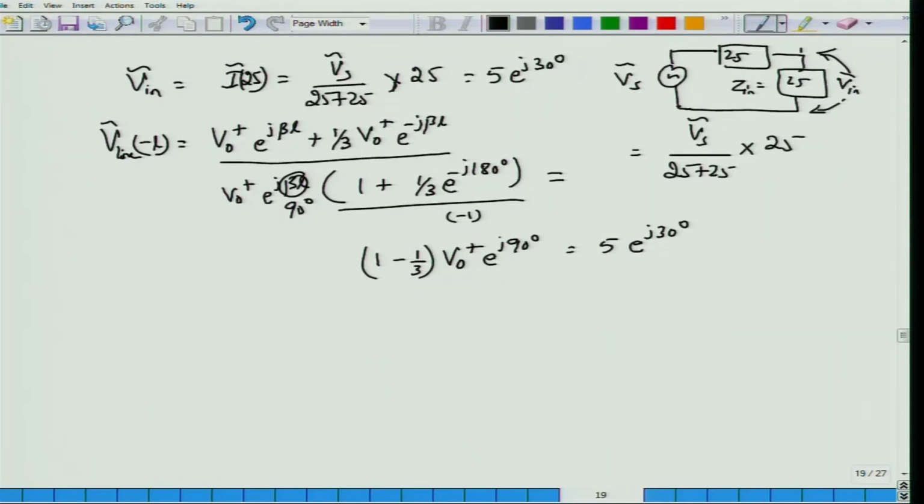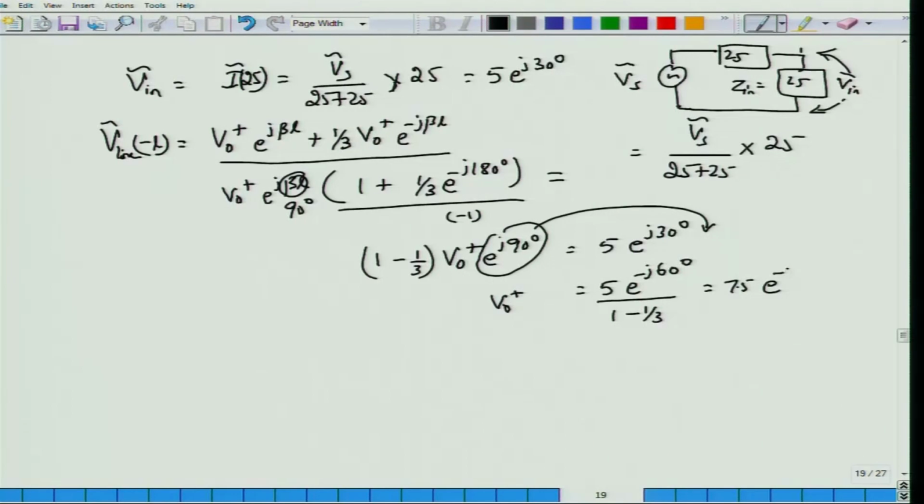Now, I can take this e power j 90 degrees onto the right hand side. So, it becomes e to the power minus j 90 degrees when it goes to the right hand side, and this becomes 5 e power minus j 60 degrees. V0 plus will be this 5 e power minus j 60 degrees divided by 1 minus 1 by 3, and this happens to be exactly equal to 7.5 e power minus j 60 degrees volt. Okay. What would be the load voltage?